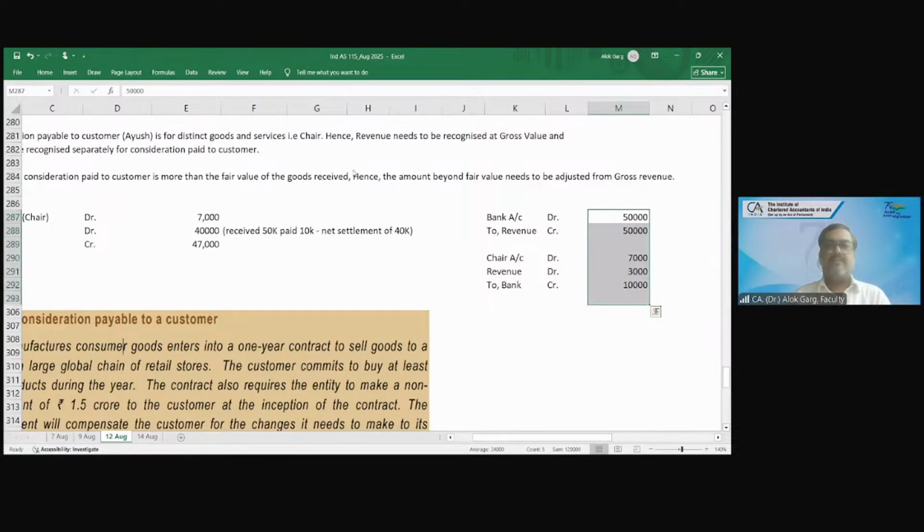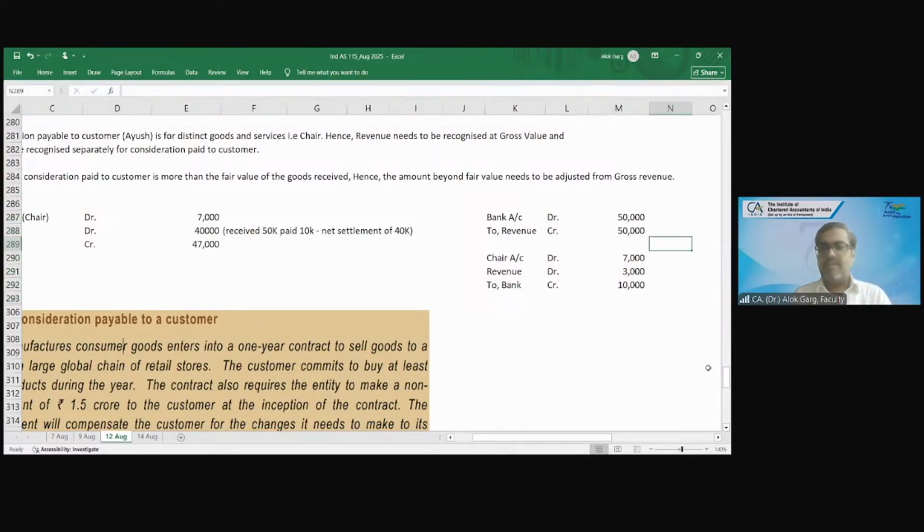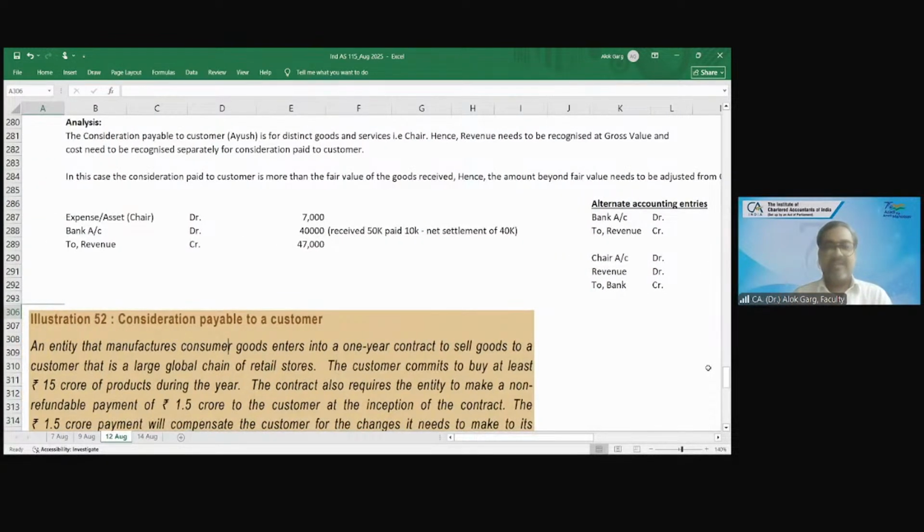Is this clear? Not clear? Yes, sir. Yeah. These are the alternative accounting entries. Alternate accounting entries. Okay. Alternate accounting entries. Is this clear or clear? Clear, sir. Clear. So Clear, to sir.